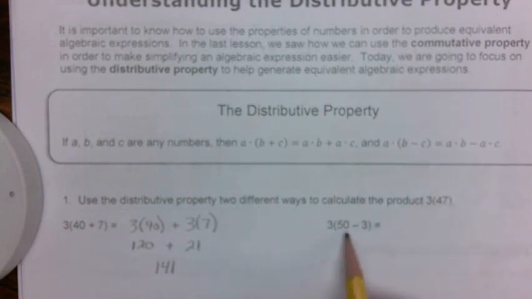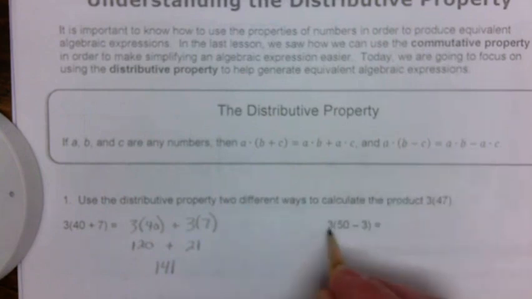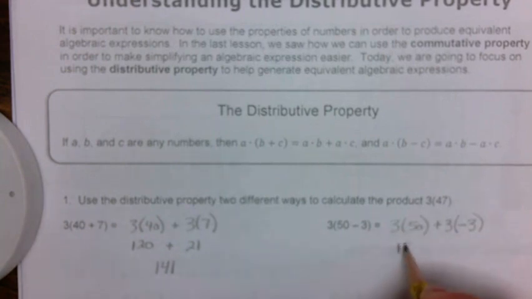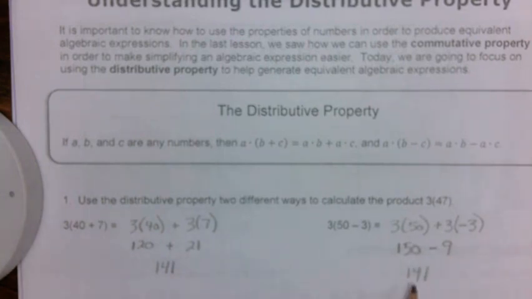Since 47 is also the same as 50 minus 3, when I use the distributive property here, I should also get 141. Again, the term on the outside is going to multiply each term on the inside. So we're going to start by doing 3 times 50. And now this 3 is positive, so I'm going to write plus 3 times, and this 3 is negative, so I'm going to write negative 3. 50 times 3 here is 150. Positive 3 times negative 3 is negative 9. So we're going to have 150 minus 9, which again gives us 141. So using the distributive property, I have two equivalent answers.